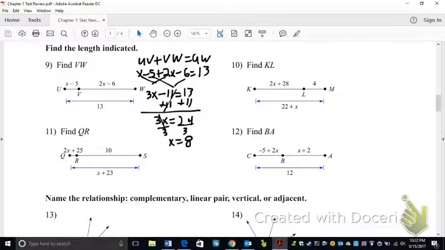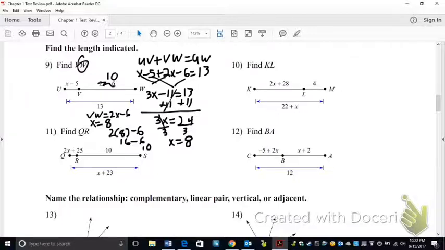Now, we are not yet done. We are asked to find VW. So we know that VW is 2x minus 6. We know that x equals 8. So we're going to go 2 times 8 minus 6, or 16 minus 6, or 10. So we know that the whole length of the segment UW equals 13.